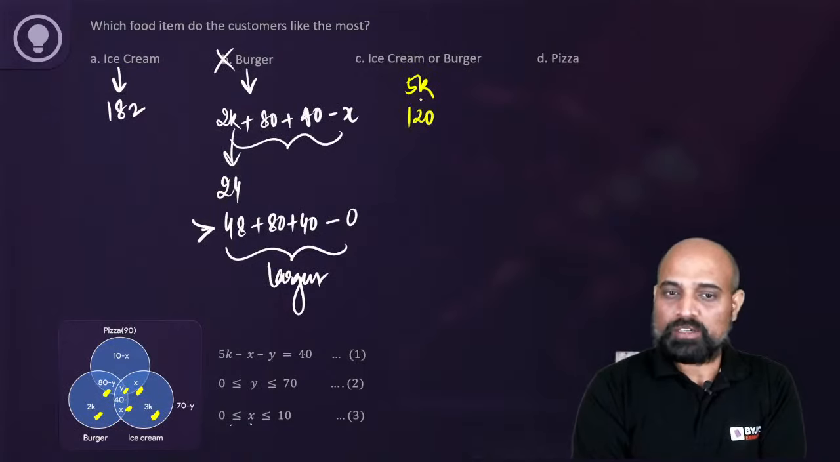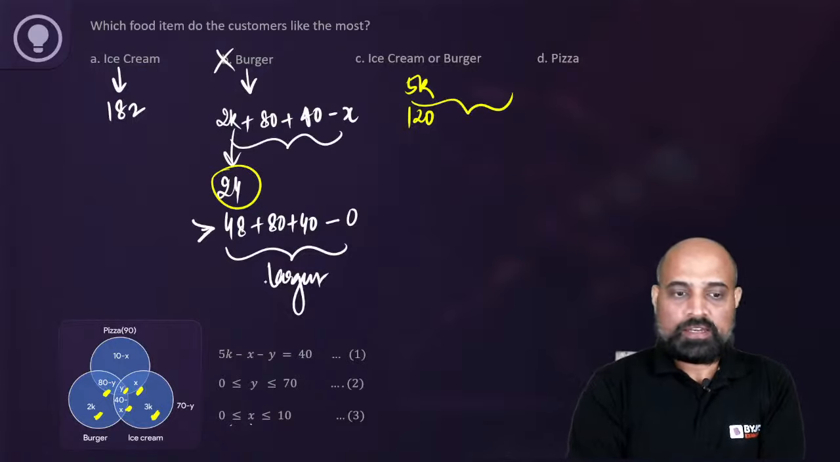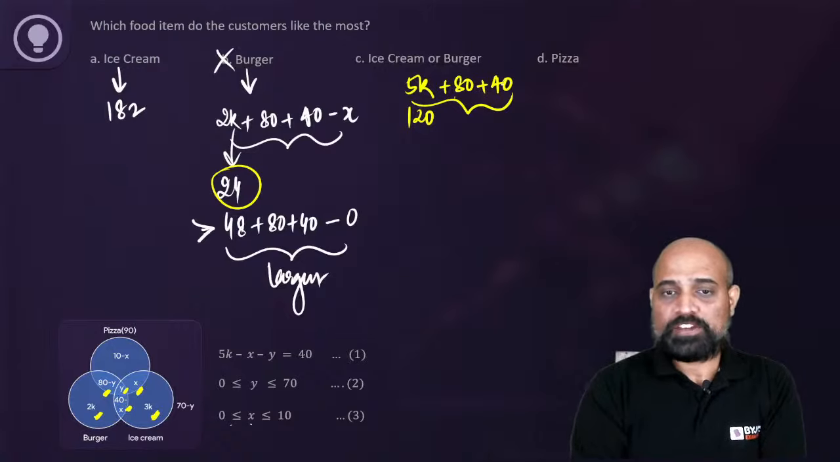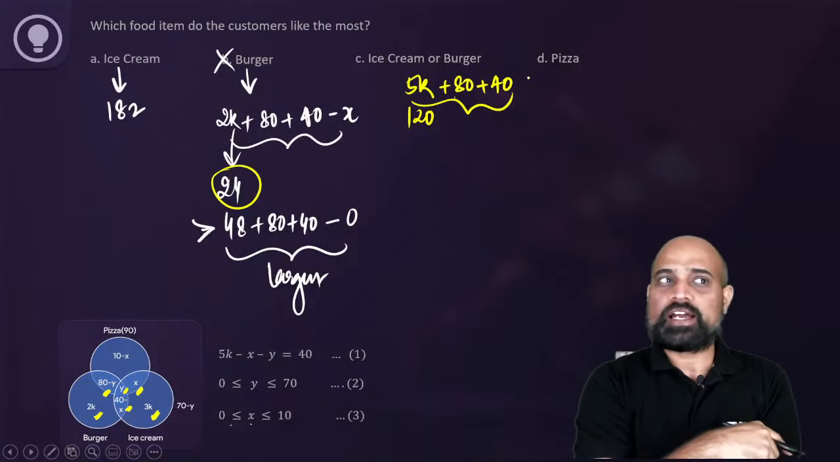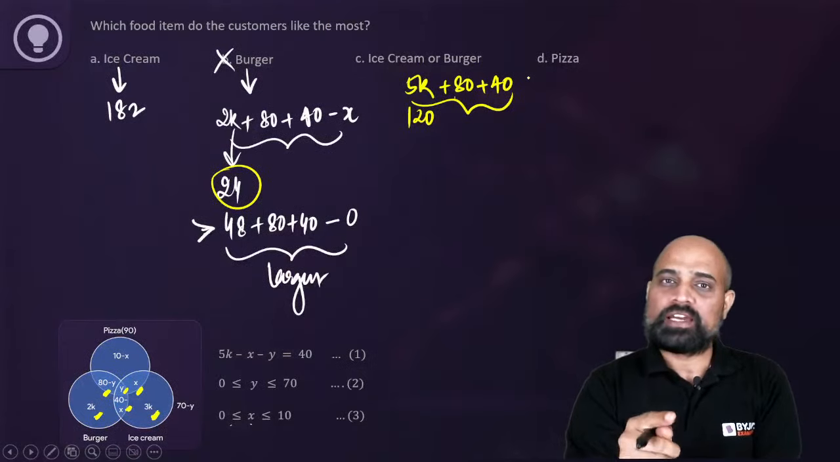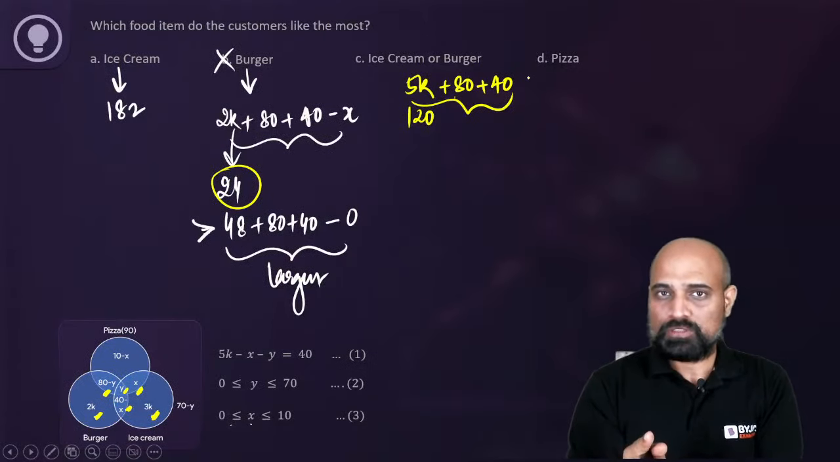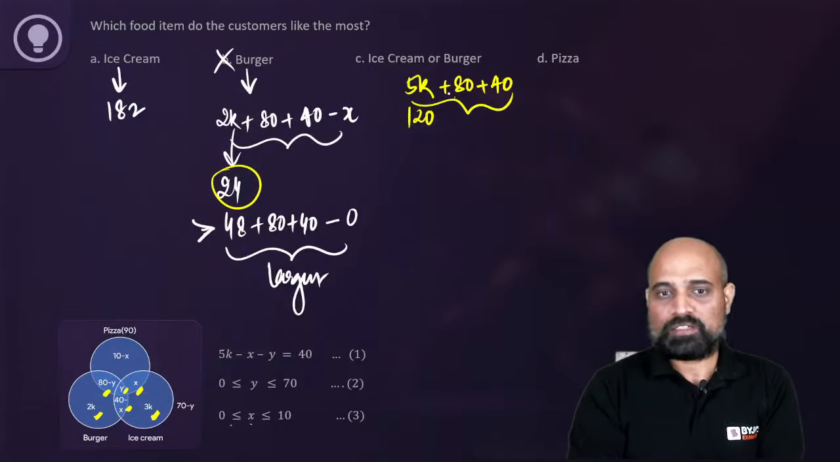तो इधर ही हो गया ना, because k is 24. Okay. 80 minus y plus y is 80. X plus 40 minus x is 40. And if you remember, we already knew that there are 120 people who like at least 2 of the food items. So 120 तो पहले से पता था. So this is 120, this is another 120, so total of 240.